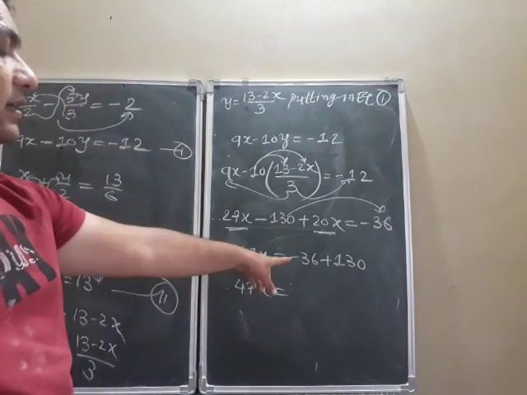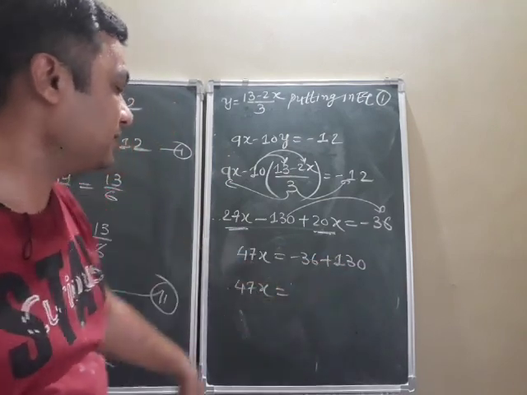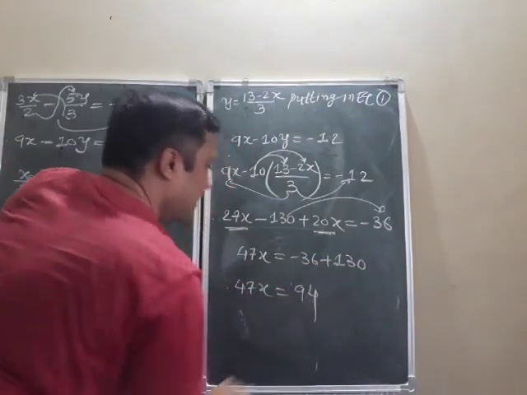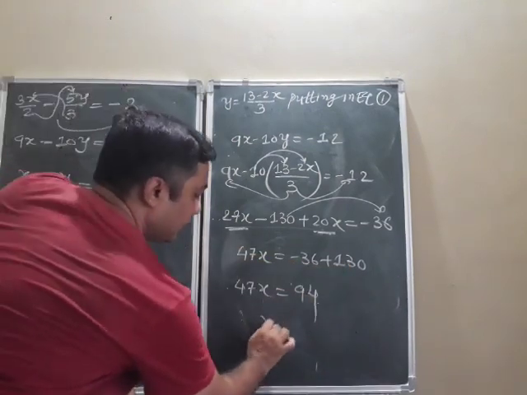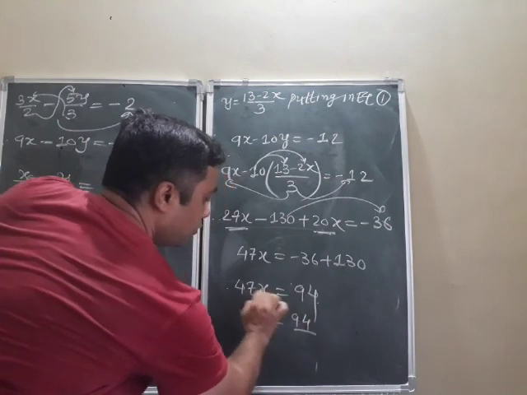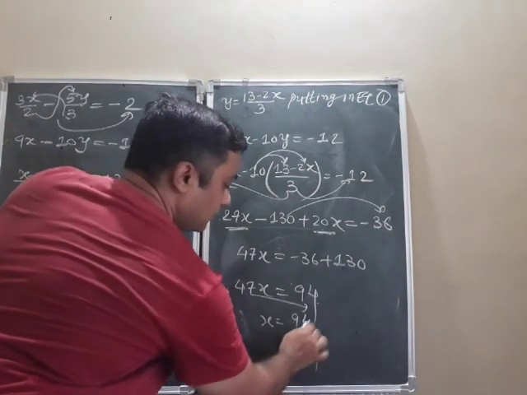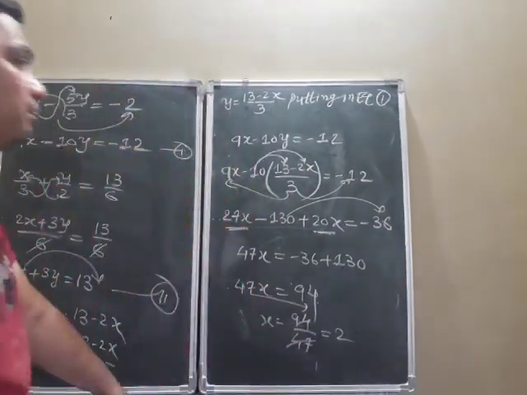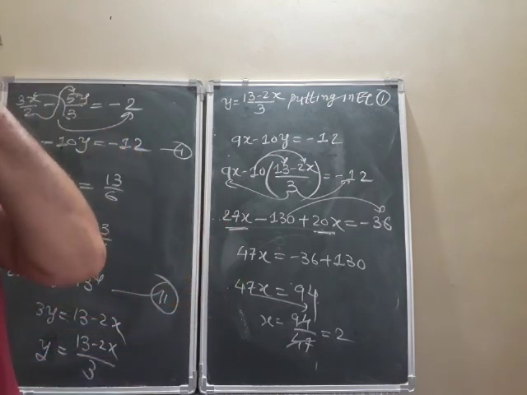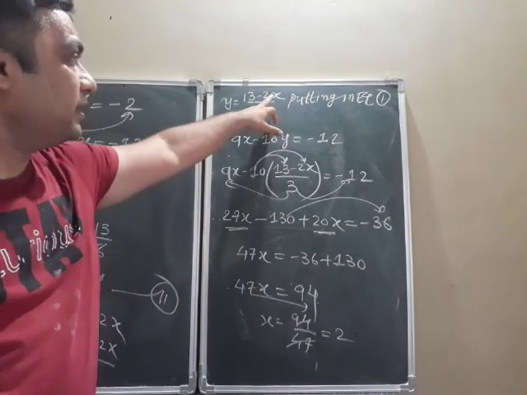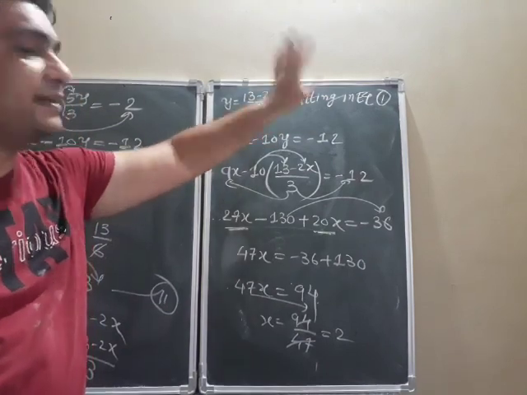47x is equal to 130, subtract 36 from it. First subtract 30, so 100, and from 100 subtract 6, so 94. So this comes 94, and plus because 130 is plus. Now divide by 47. It means x is equal to 94 upon 47. Okay? 47 2s are 94. So finally we have got the very simple value of x, and that is equal to 2. Clear? This x I am substituting here. So 2 2s are 4. 13 minus 4, so it's 9, 9 by 3, and that is equal to 3.